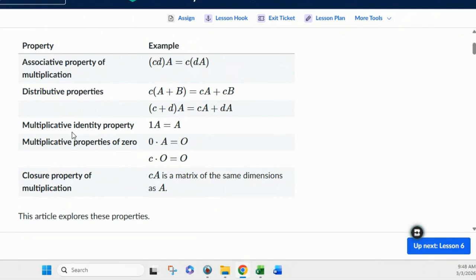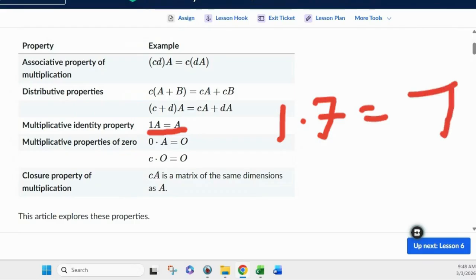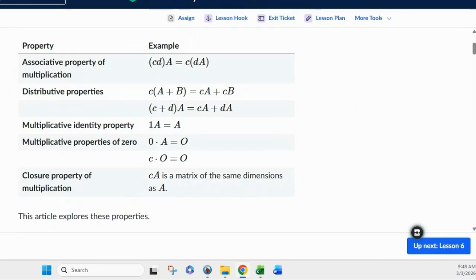The multiplicative identity property. This says, what if I multiply matrix A times 1? Well, what if I multiply 7 times 1? 1 times 7. Well, don't I get 7? 1 times 7 is 7. So 1 times matrix A is matrix A. 0 times A is 0. A number times a 0 matrix is a 0 matrix. Scalar multiplication, 4 times a 0 matrix is still going to be a 0 matrix.